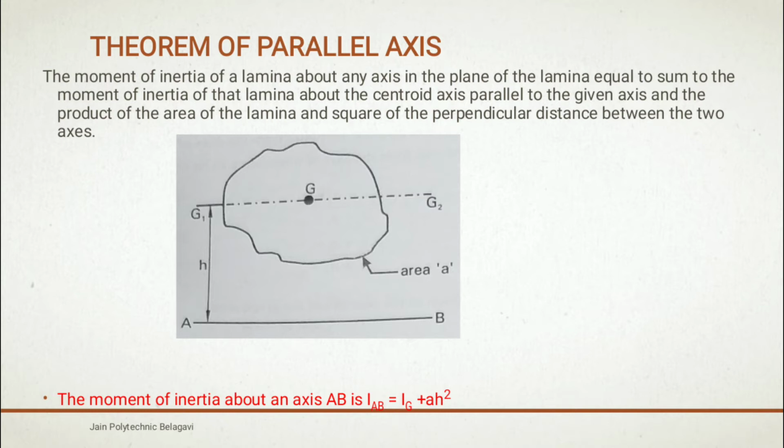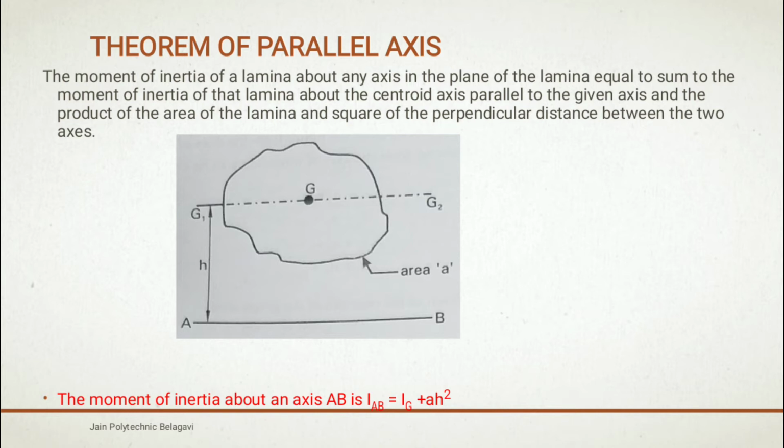First, what does it say? If you want to take the moment of inertia of any lamina about any axis in the same plane, parallel to the centroidal axis of the lamina, with the axes at a distance h apart from each other, and the lamina having an area A, and the centroidal axis, you can say G1 to G2, passing through G, which is nothing but the center of gravity or centroid of that particular lamina.